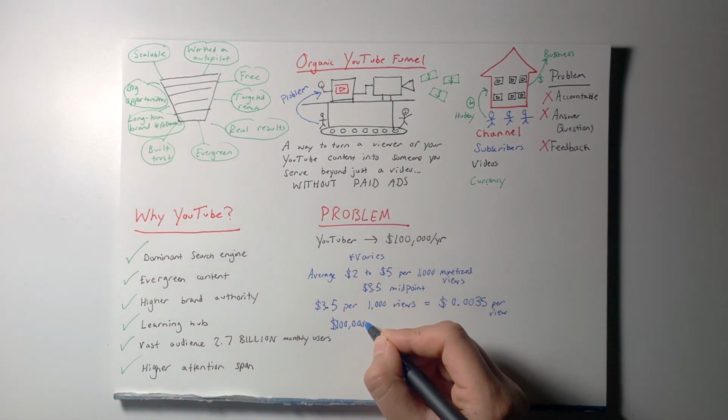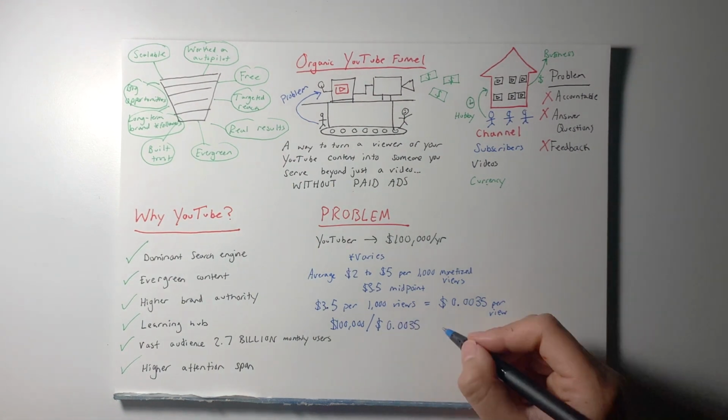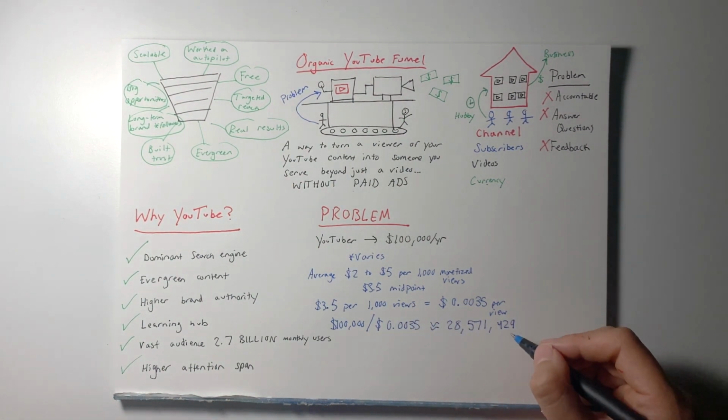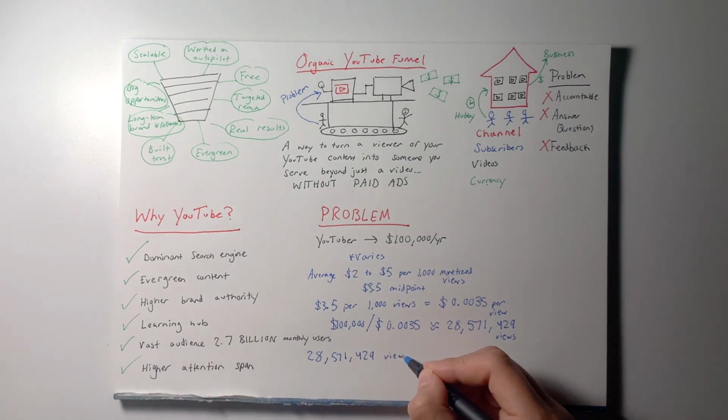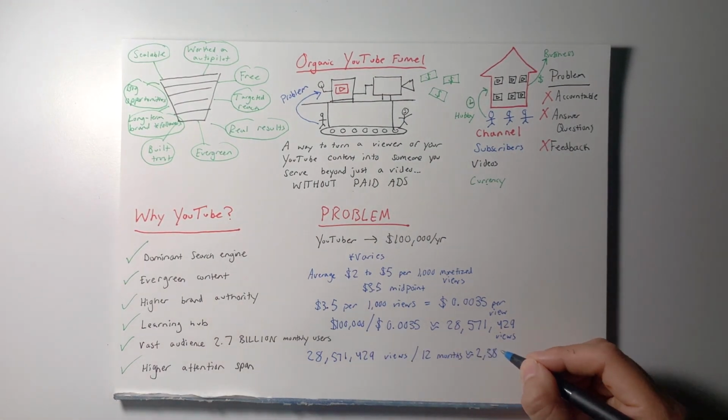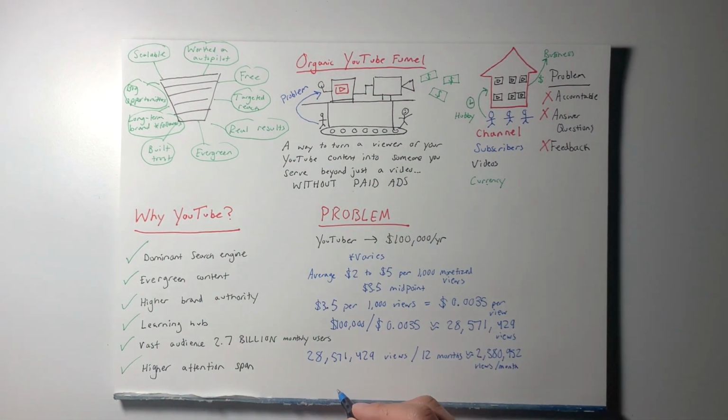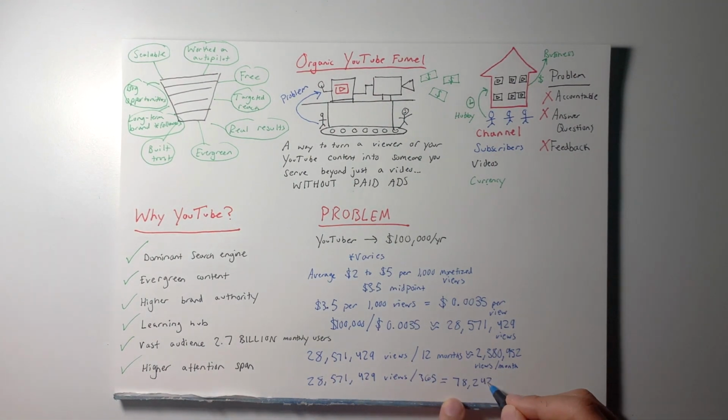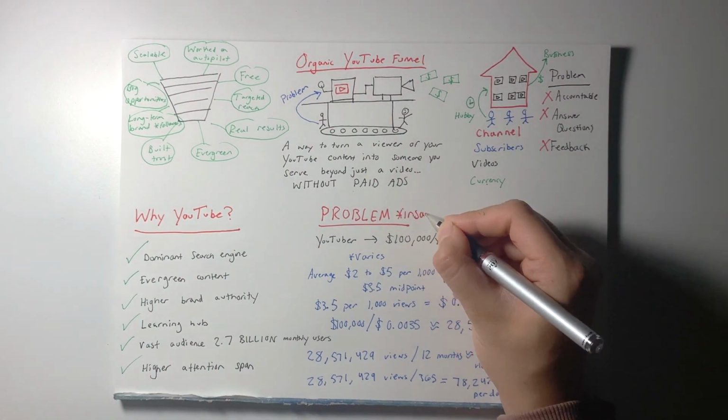So if they want to make $100,000 a year, that means that every year they need about 28 million views. If you divide that by 12 months, that means they need 2.3 million views per month. And also, if you divide it by 365 days, that means every day they need an average of about 78,000 views. You can see that this is absolutely insane.